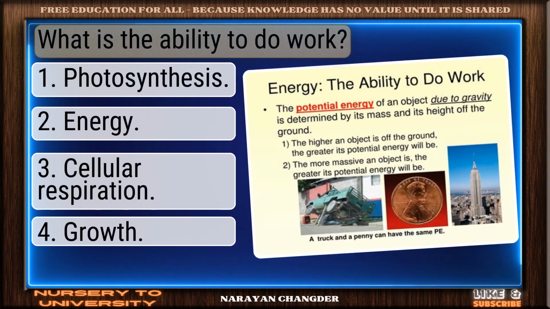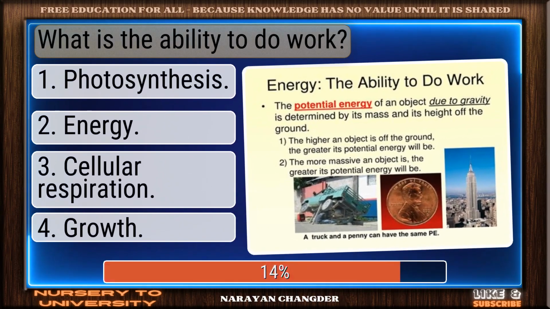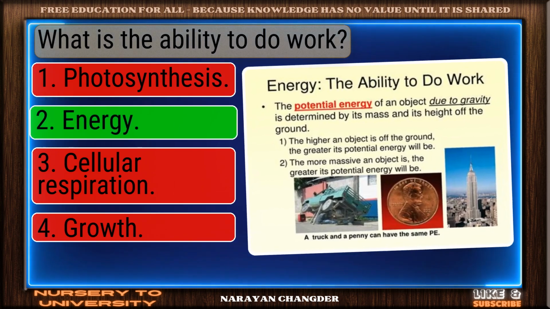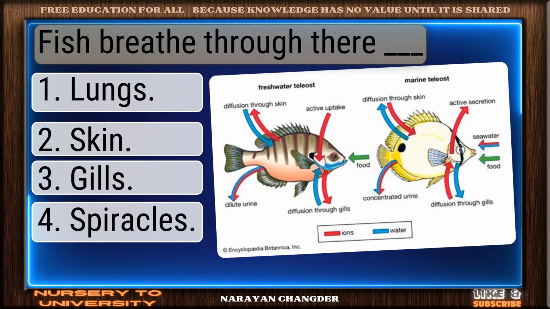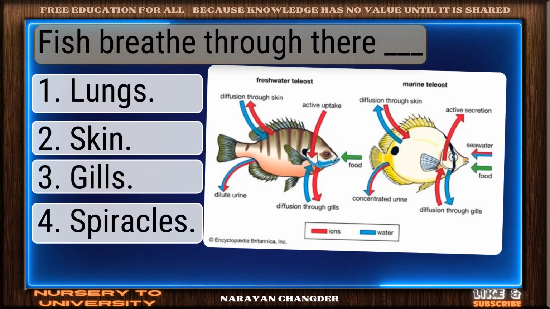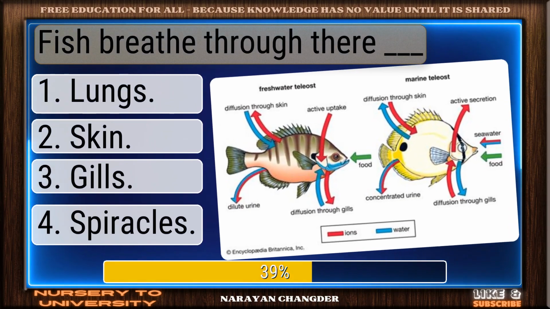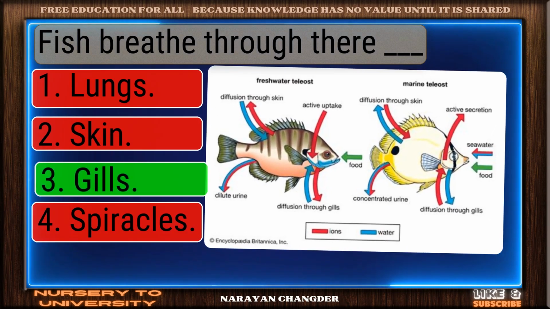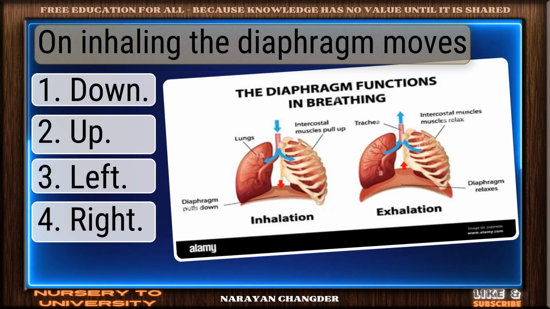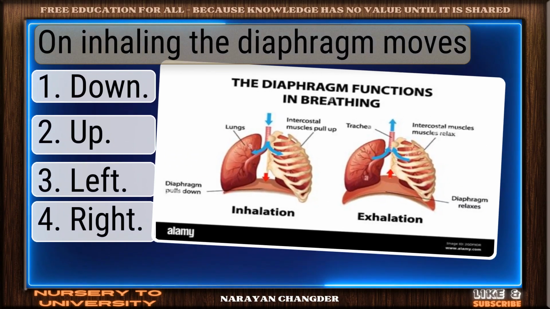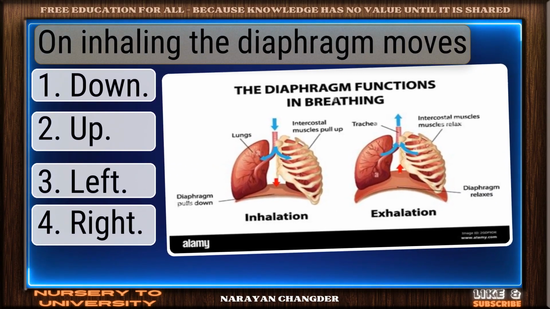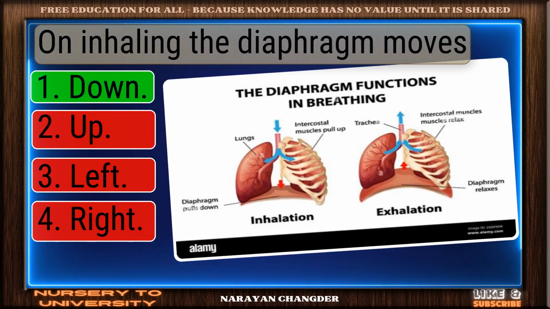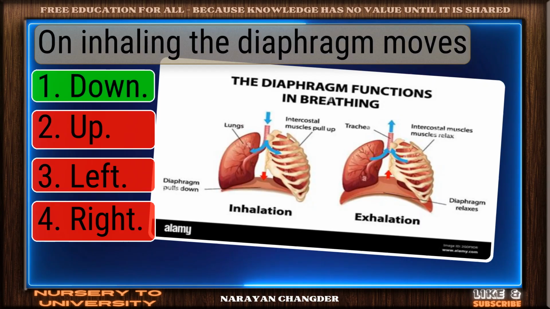Question number 211. What is the ability to do work? Sharp thinking. Energy is the right choice. Question number 212. Fish breathe through their dash. Nice work. You chose gills and it is correct. Question number 213. On inhaling, the diaphragm moves. Correct. Down is the right answer.